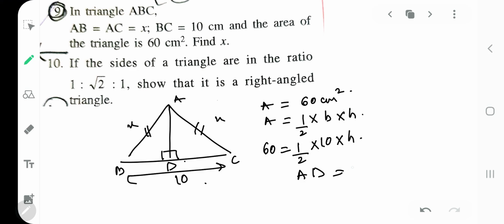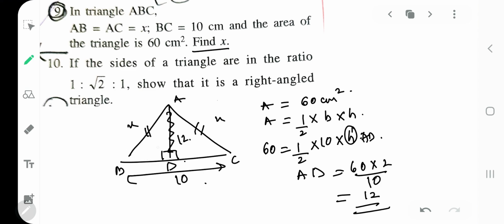So that will be, height is AD. Okay. So AD will be 60 into 2 upon 10. That will be 12. Perfect with this? Okay, so once you got value of AD as 12 and this is 10, now they have to find x. Now my dear kids, again the property goes same, that if it is an isosceles triangle, then the perpendicular drawn from the vertex will divide the base in two equal halves. So this will be 5, this will be 5.